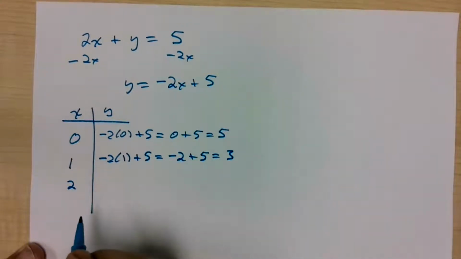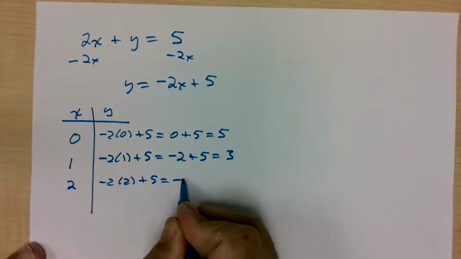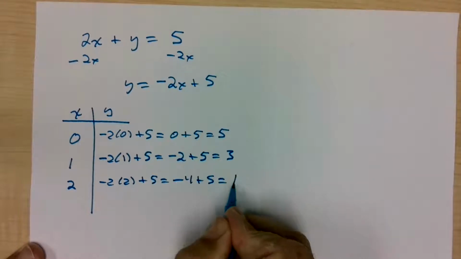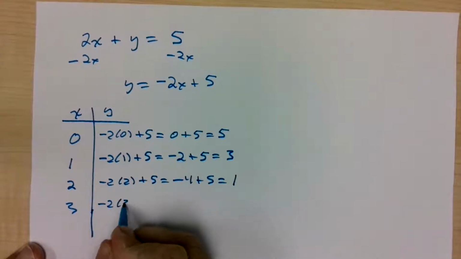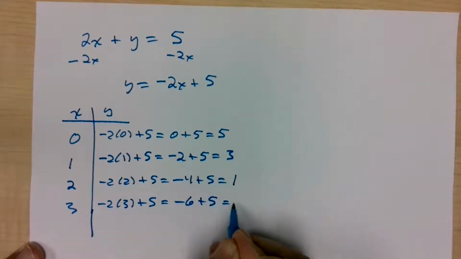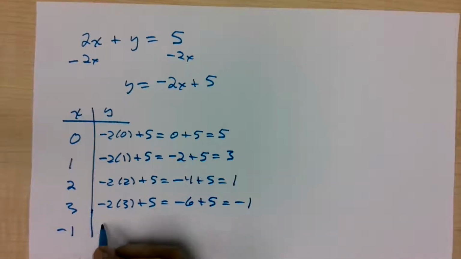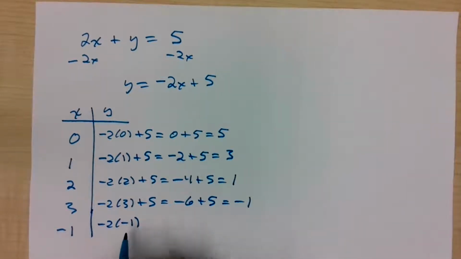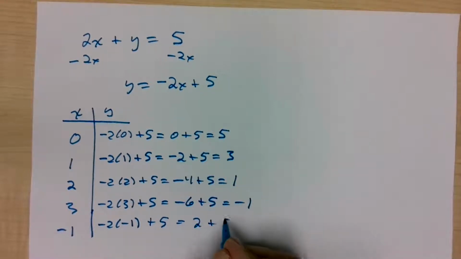If x is 2, y is negative 2 times 2 plus 5, which is negative 4 plus 5, which is 1. If x is 3, y is negative 2 times 3 plus 5, which is negative 6 plus 5, which is negative 1. Let's maybe go to x is negative 1. Negative 2 times negative 1 plus 5, which is 2 plus 5, which is 7.